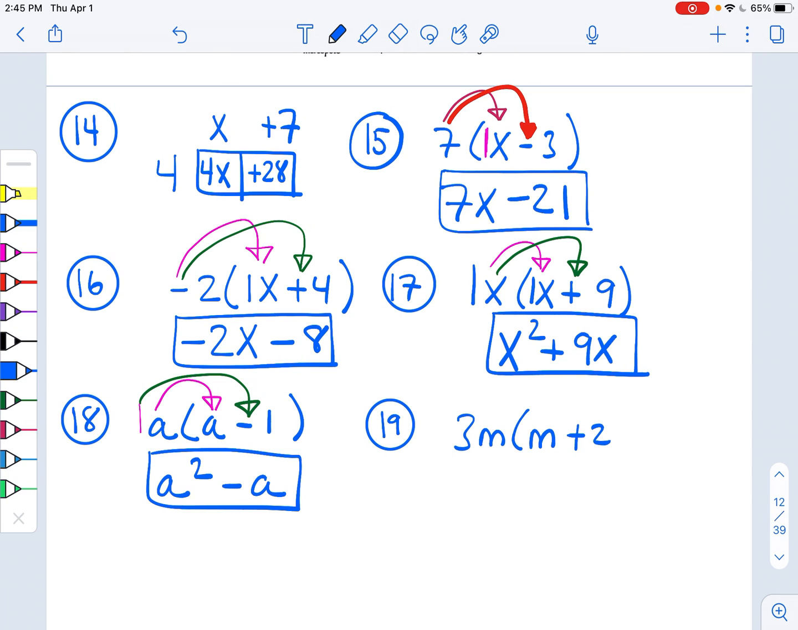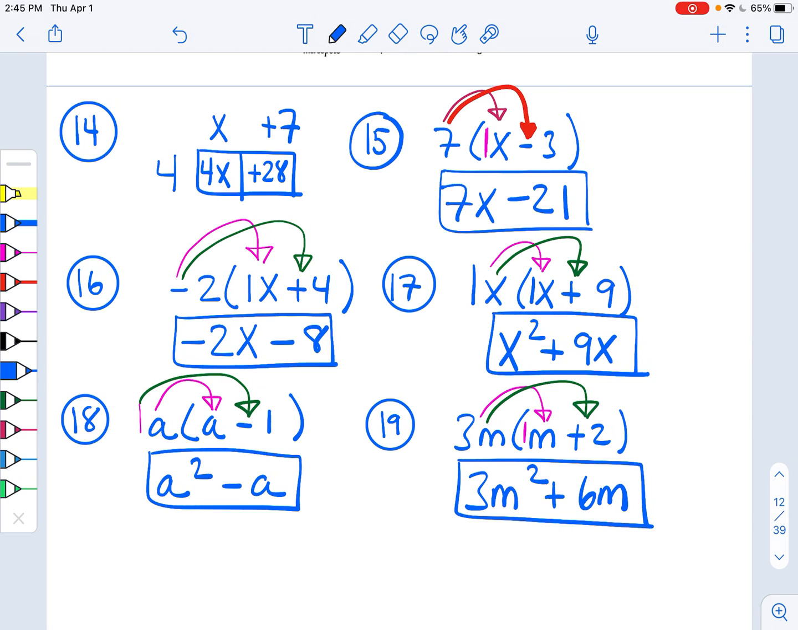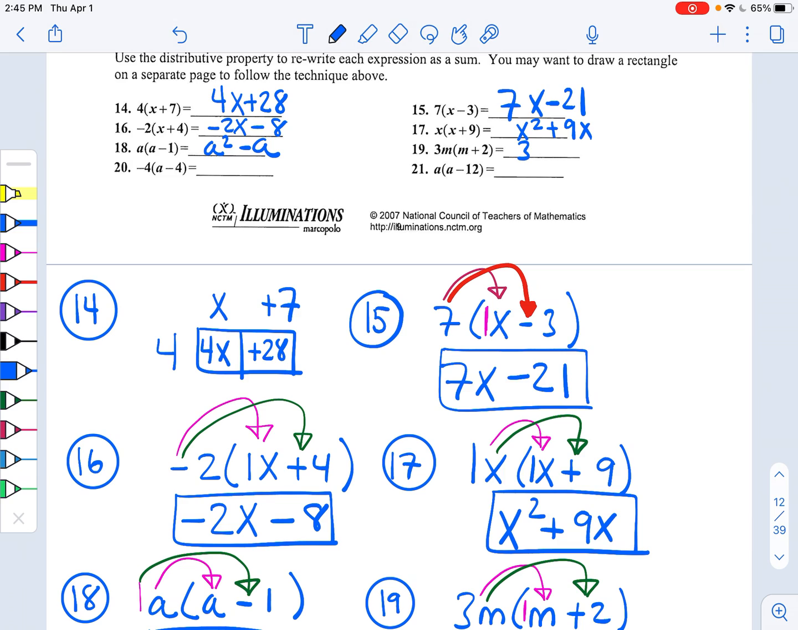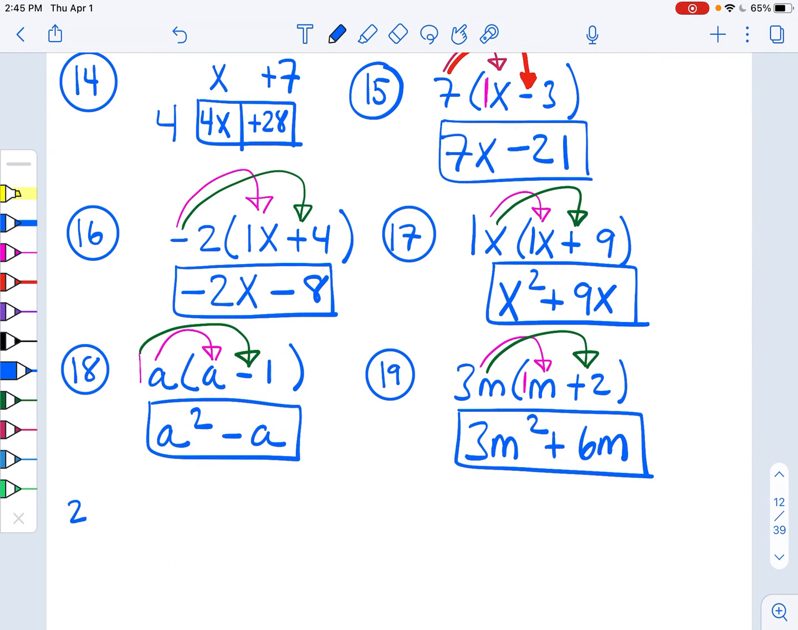Okay, number 19, I have 3m times the quantity m plus 2. So let's distribute the 3m. 3m times 1m would give me 3m to the second power. Now we'll distribute the 3m to the positive 2. 3m times positive 2 would give me positive 6m. So I have 3m squared plus 6m.